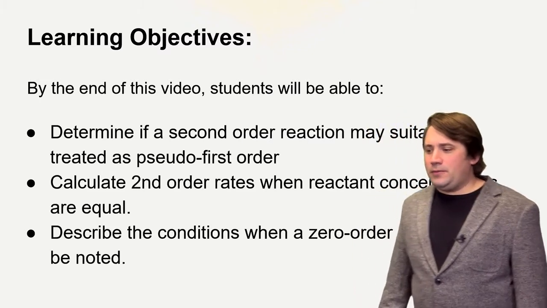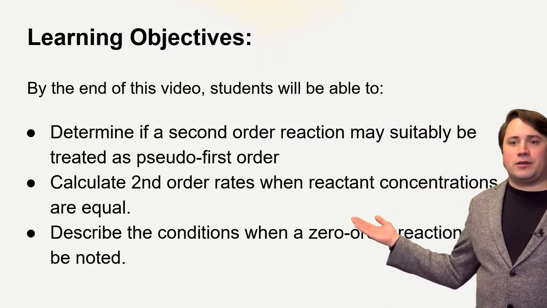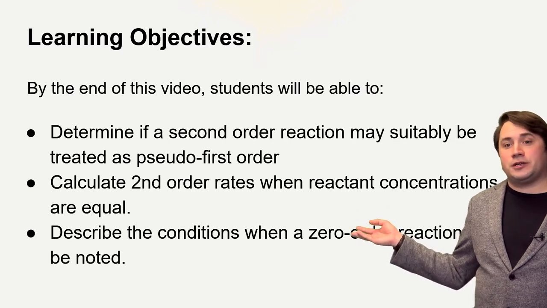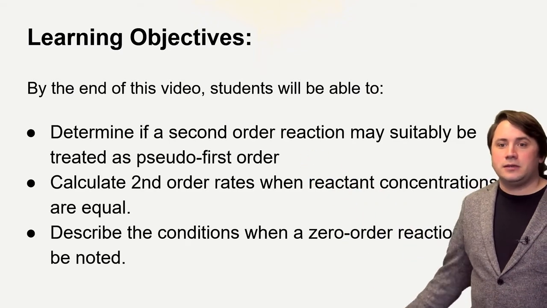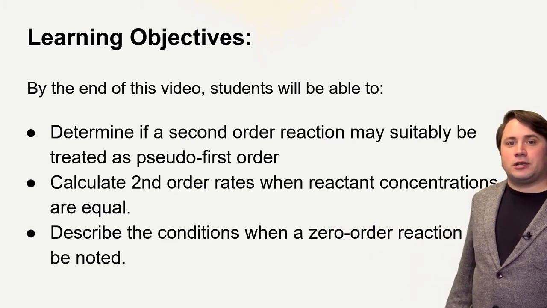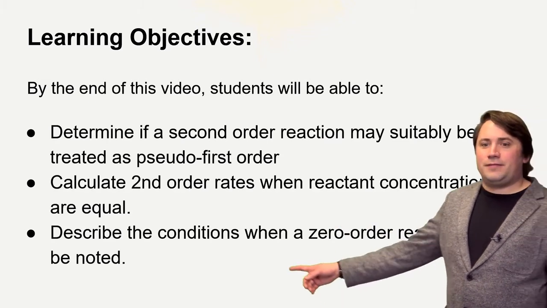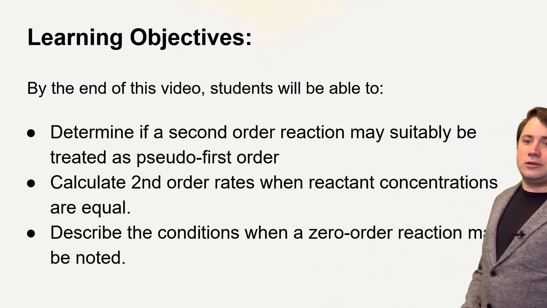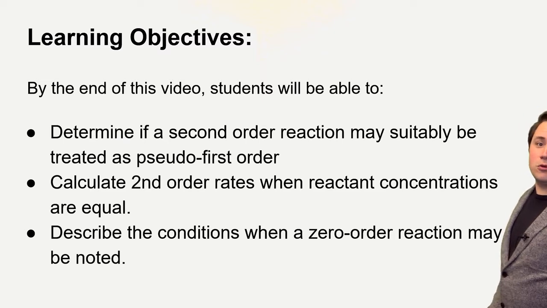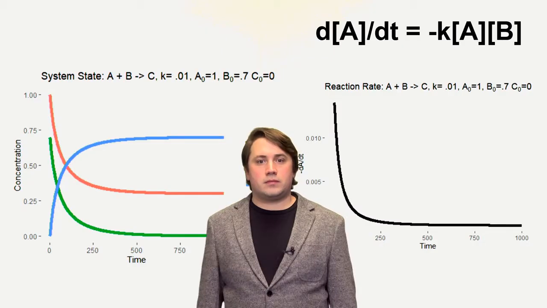By the end of this video, I want you to be able to determine whether or not a second-order reaction can be suitably treated as a pseudo-first-order reaction, and we'll explore a little bit what that means. Calculate second-order reaction rates when reactant concentrations are equal, and finally describe the conditions when a zero-order reaction may be noted. So we'll discuss a little bit more, of course, what a zero-order reaction is.